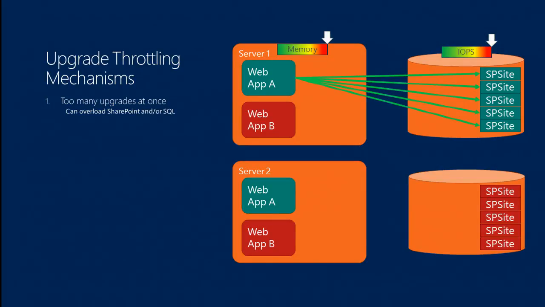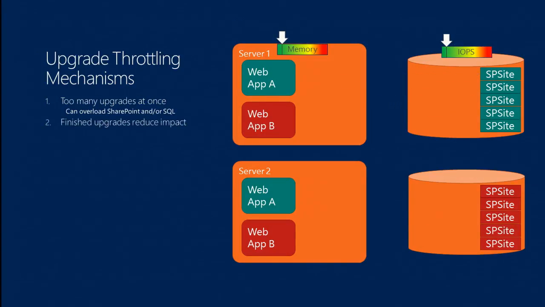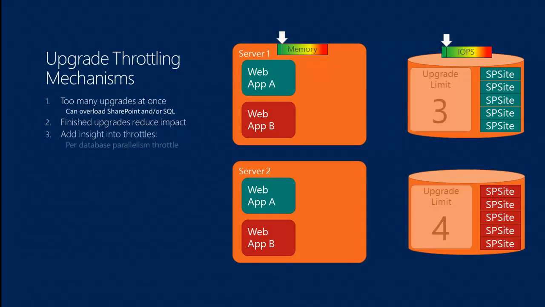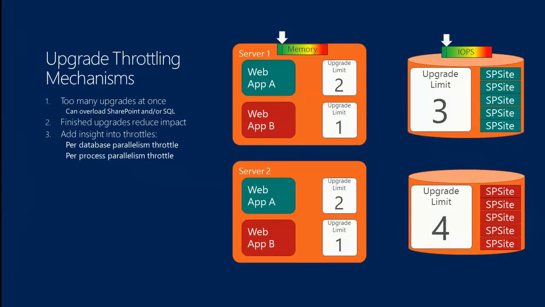But let's not do that. So what we looked at is, is there a way that we can filter these down to reduce how many will occur at any point in time? Once again, as it goes away, it reduces the impact. So what we decided to do is add throttles to the system.